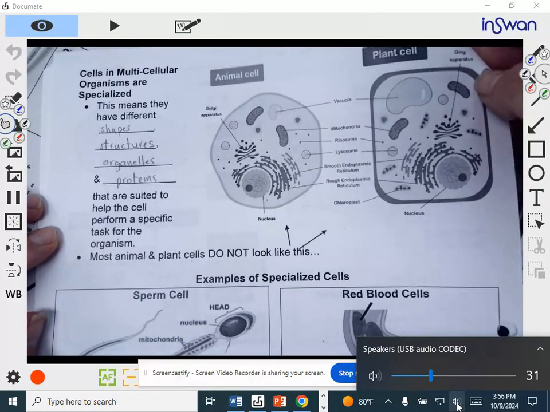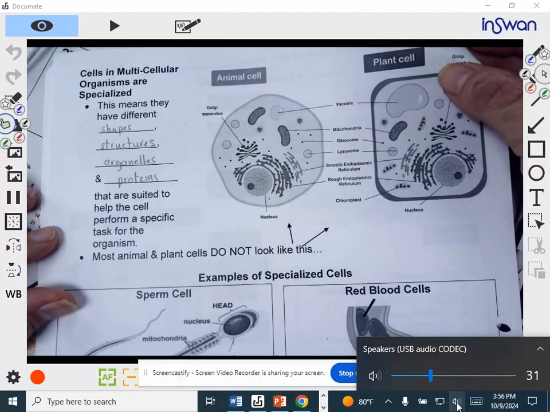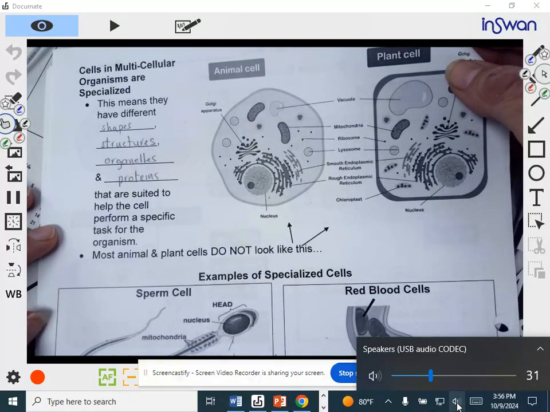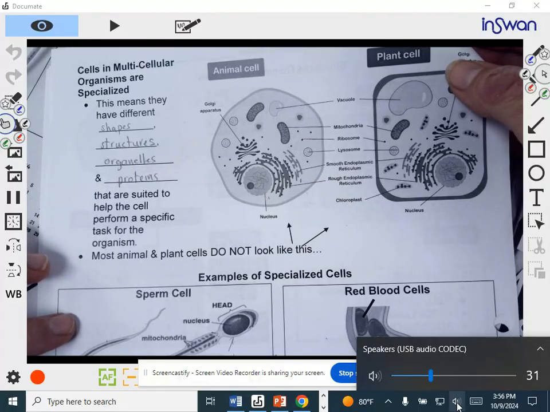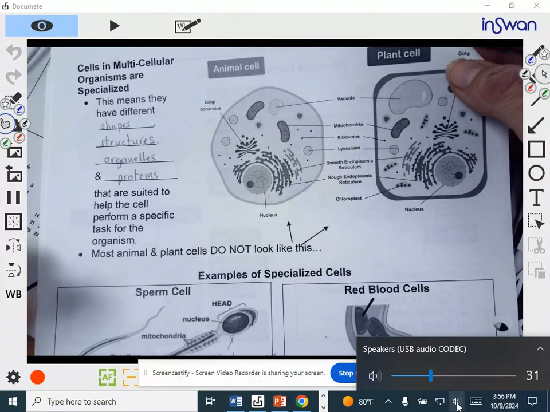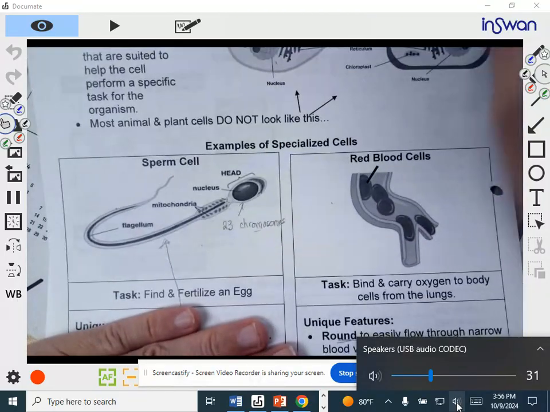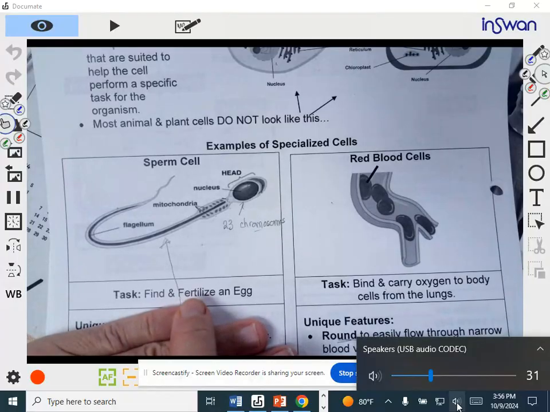Now, you should be able to tell me in this unit an example of a specialized cell and tell me what it does, and then tell me what would be some of the unique structures and organelles and proteins that it makes, which will allow it to do that specific job for an organism. So let's take a look at a sperm cell here. And the job of the sperm cell is to find and fertilize an egg.